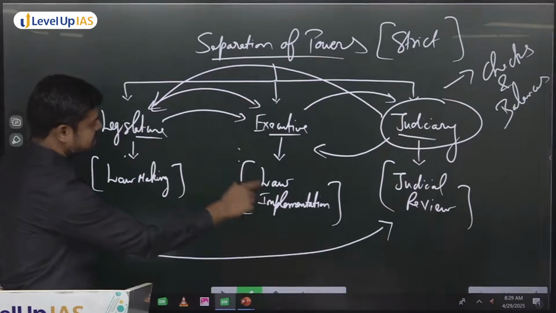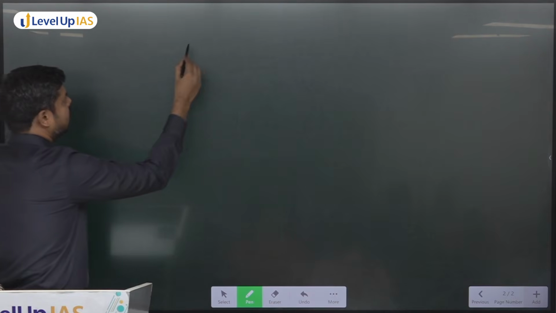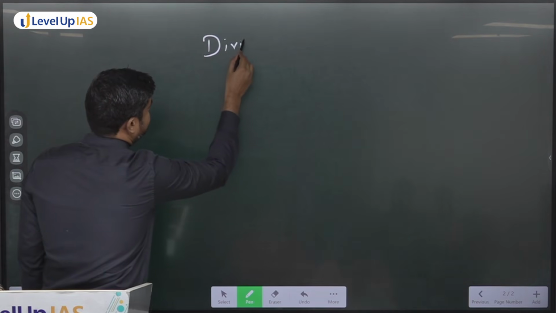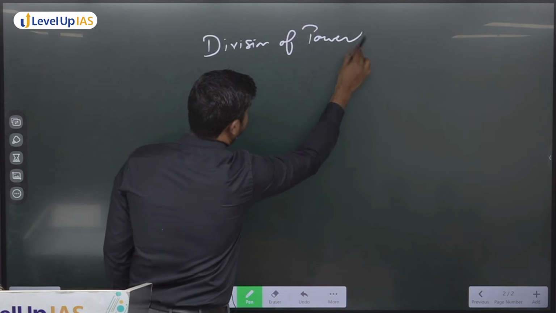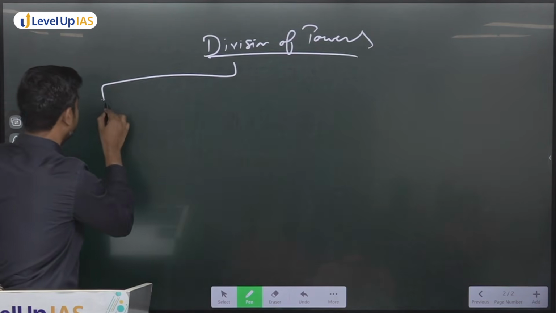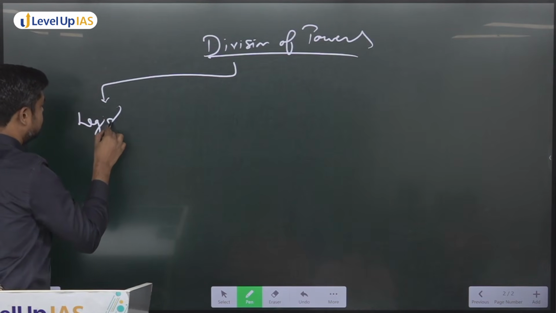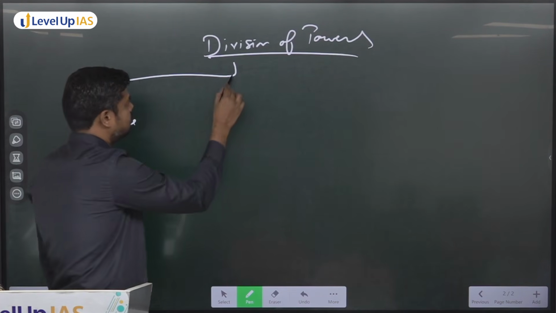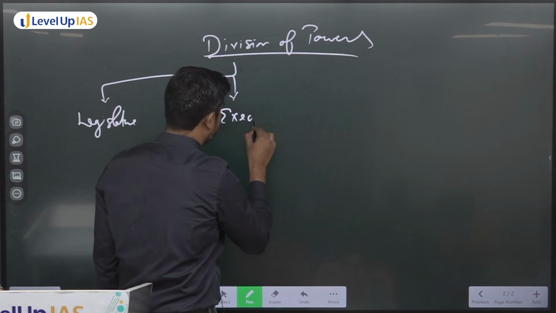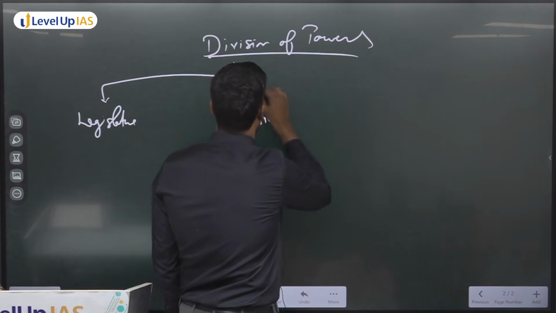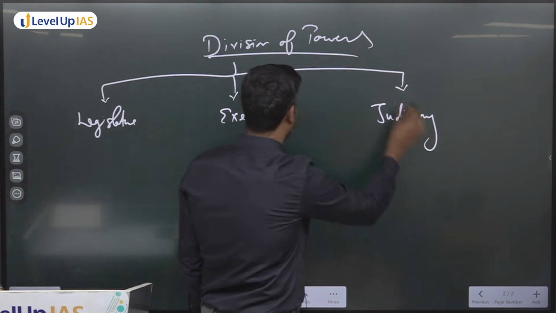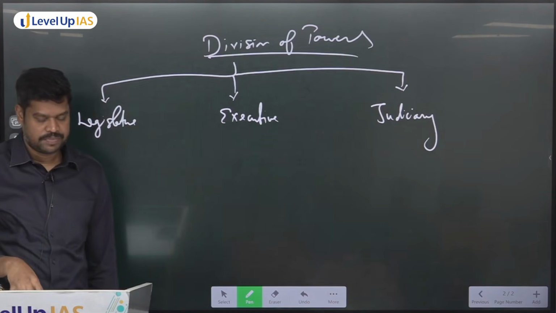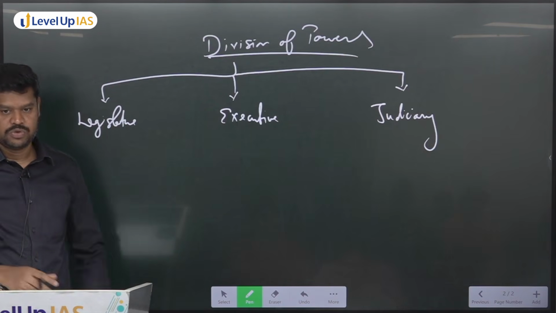Separation of powers, I said, means the powers are distributed horizontally, but now we are trying to understand what is called division of powers. What are the three organs in the state? The legislature, then the executive, and then the judiciary. Now let us try to understand how the division of powers functions. Division of powers means vertical distribution of powers.